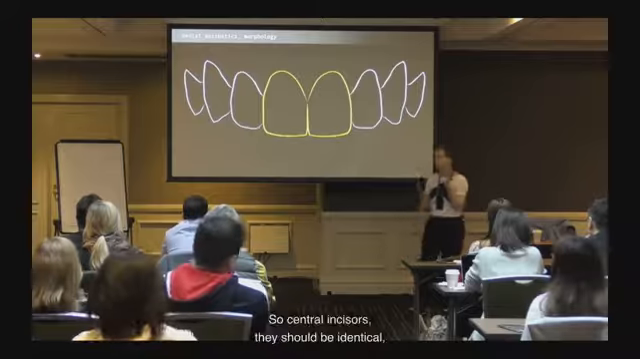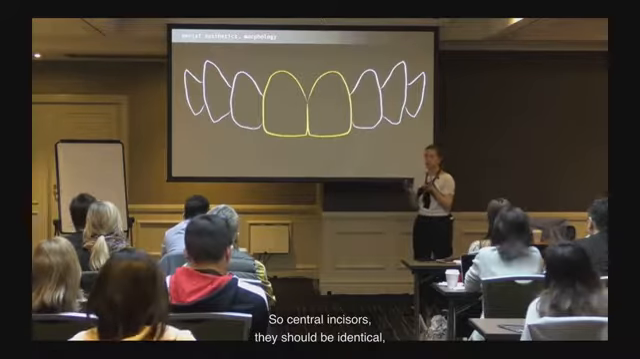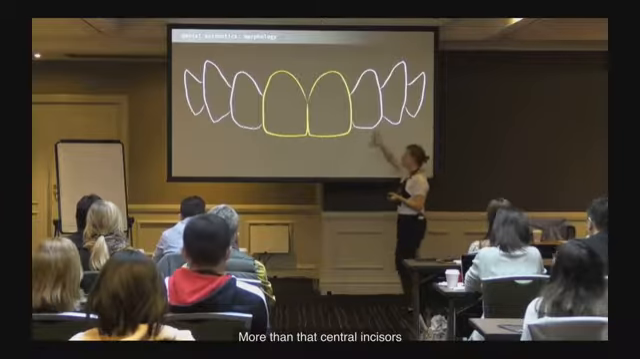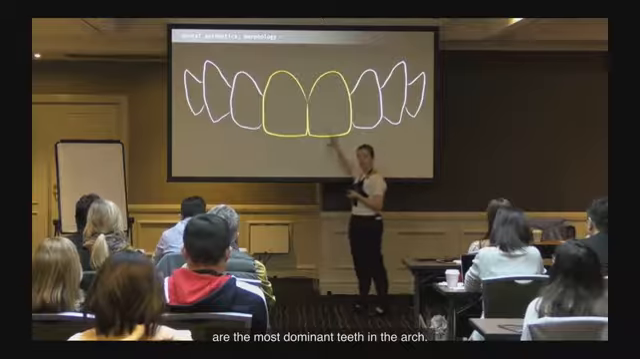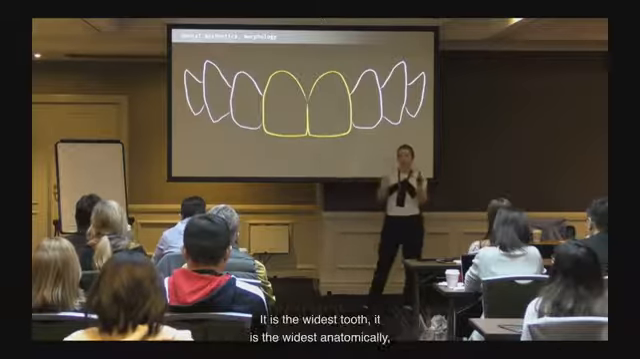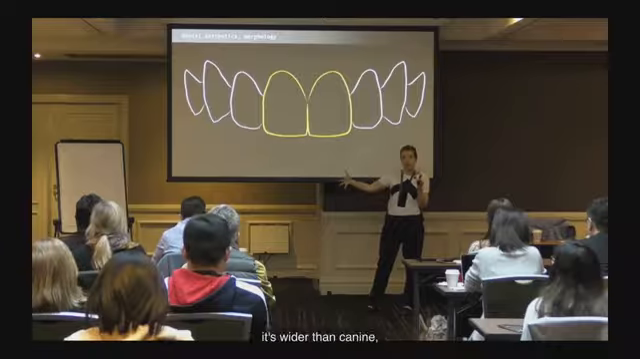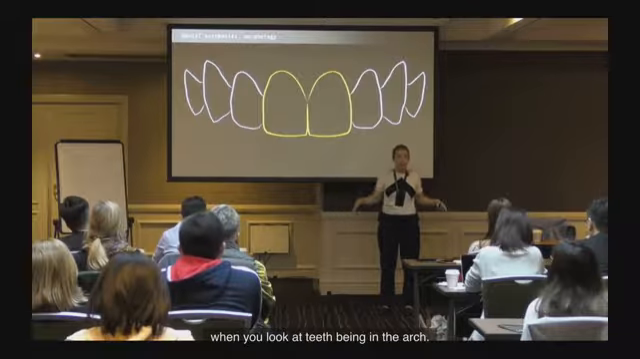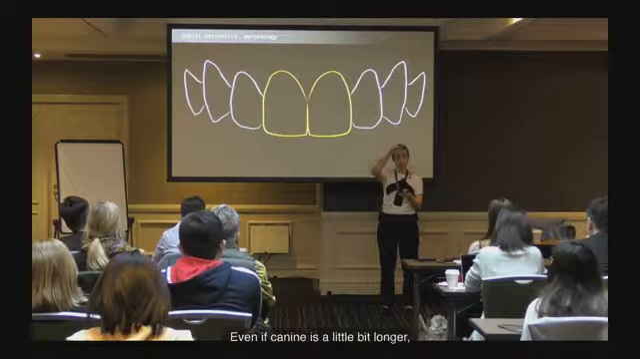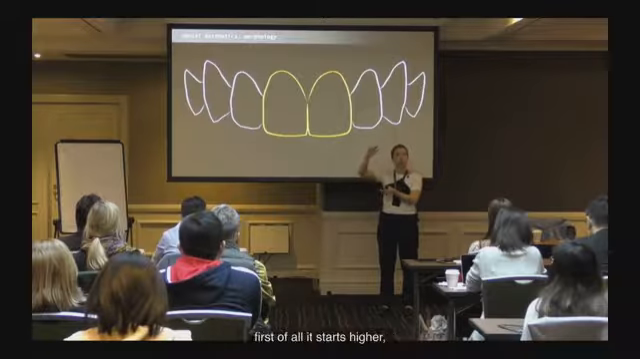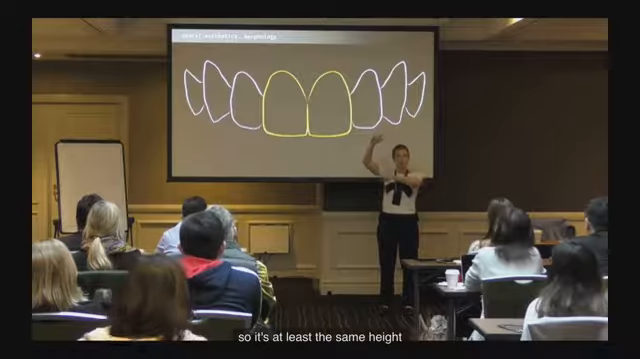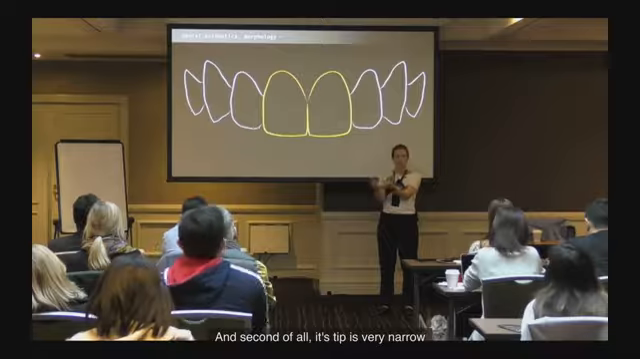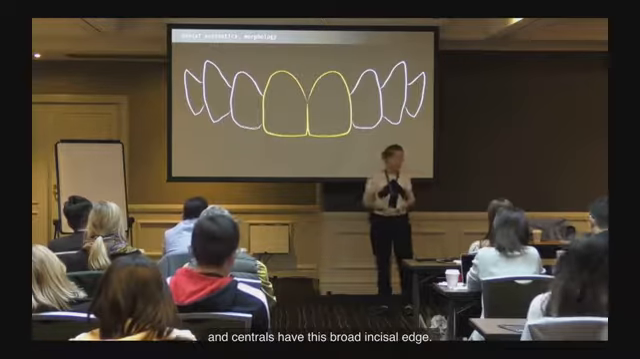So, this is another rule. Central incisors should be identical. They should be like identical twins. More than that, central incisors are the most dominant teeth in the arch. It is the widest tooth, anatomically. It's wider than canine, and especially it is the widest when you look at teeth in the arch. And it is the longest tooth in the arch. Even if canine is a little bit longer, first of all, it starts higher, so it's at least the same height or maybe even shorter in the arch. And second of all, its tip is very narrow, and centrals have this broad incisal edge, so it's really dominant.